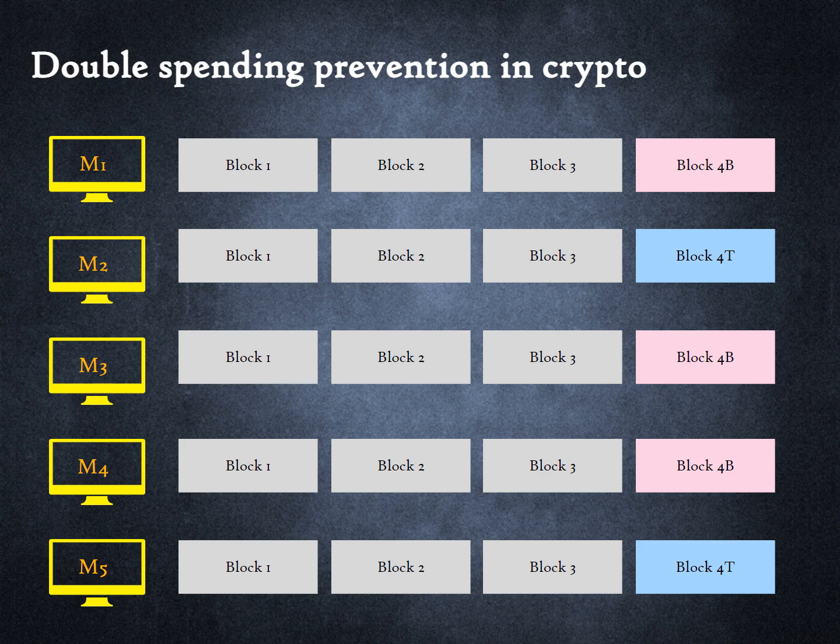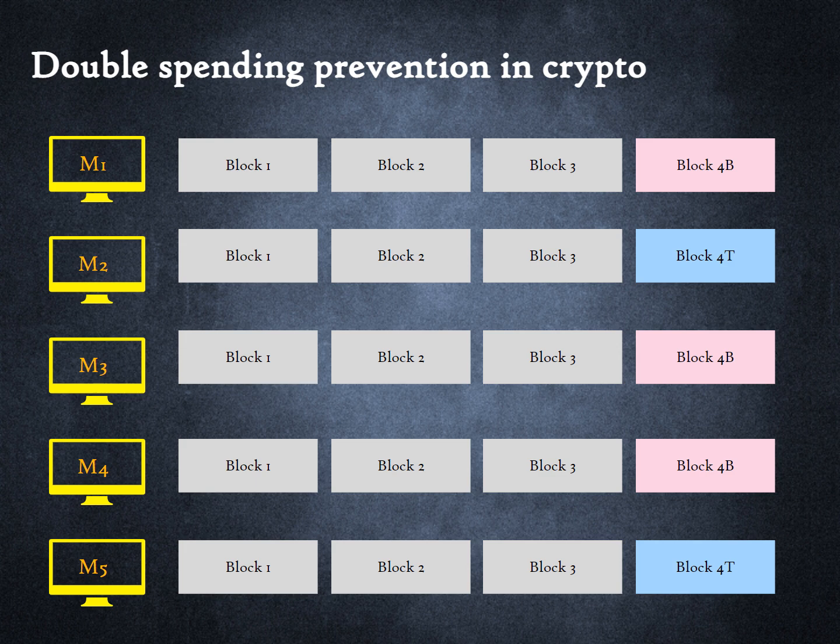Node 1: Block 1, 2, 3 and 4B. Node 2: Block 1, 2, 3 and 4T. Node 3: Block 1, 2, 3 and 4B. When it receives block 4T, Node 3 rejects that block because it cannot have 2 blocks referring to the same block 3 as parent.